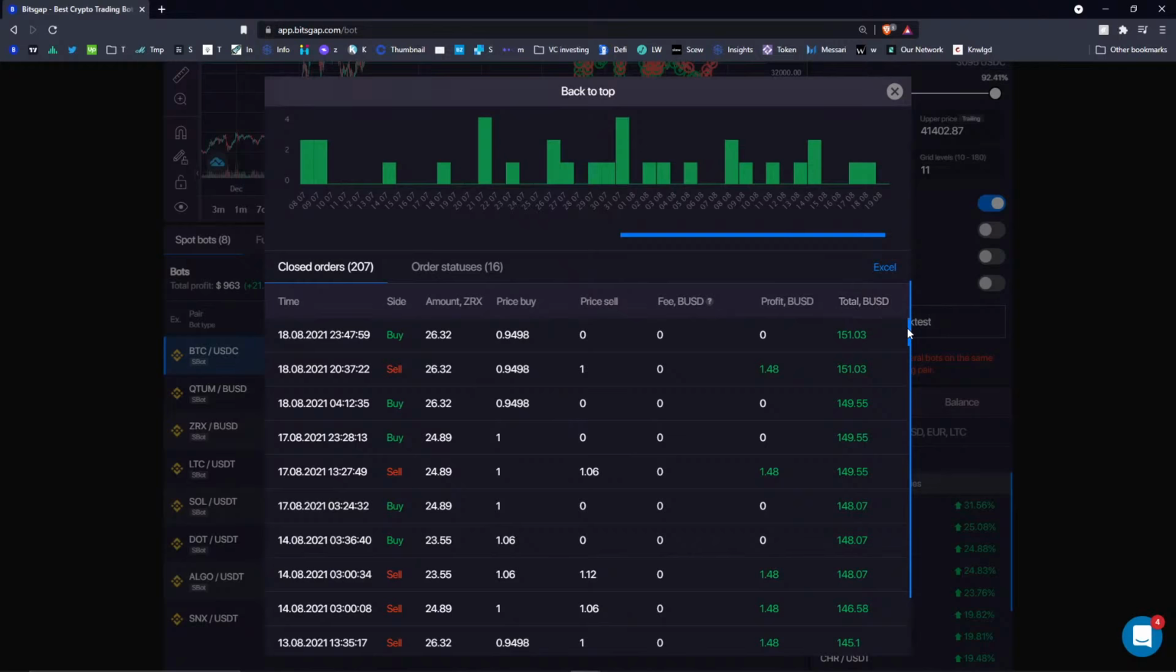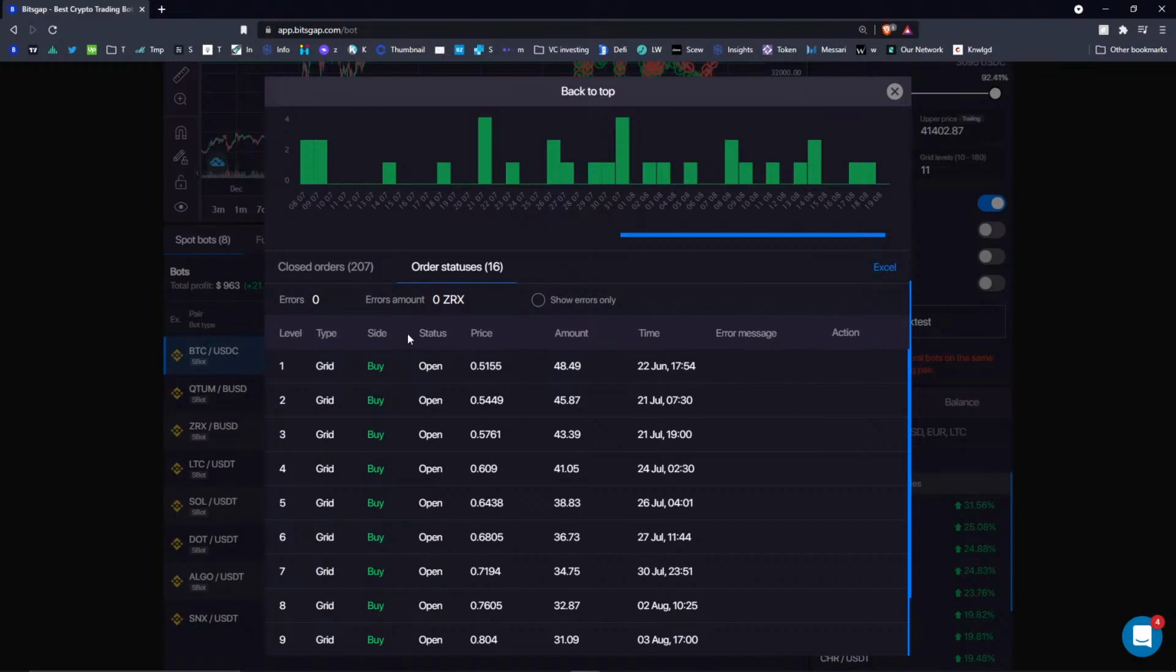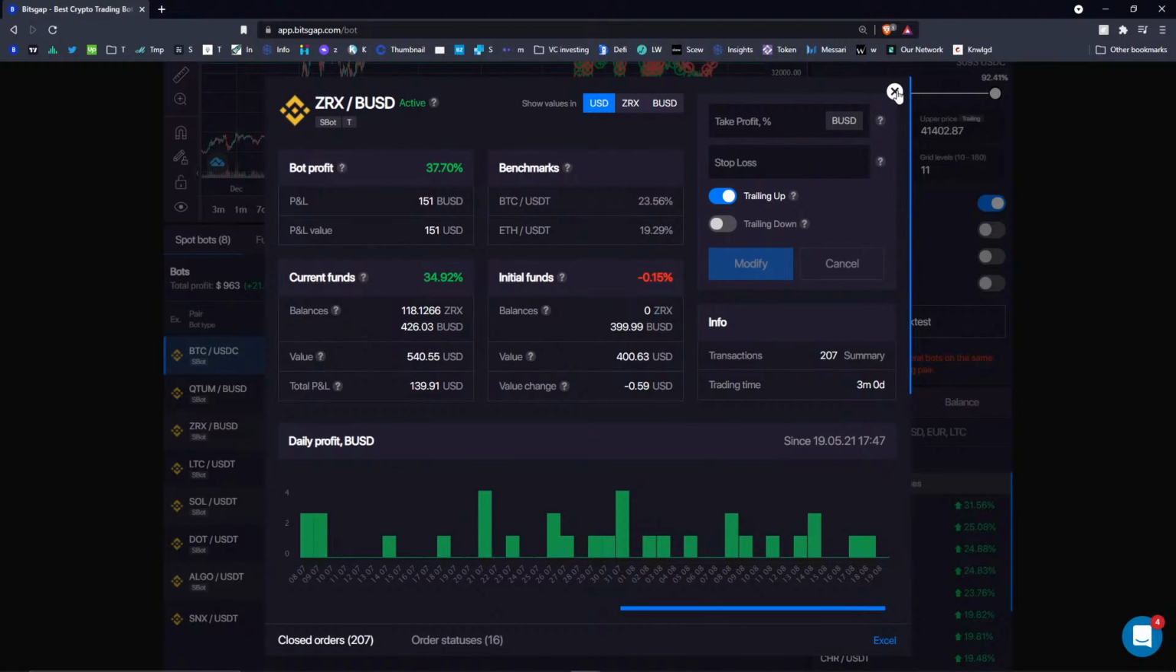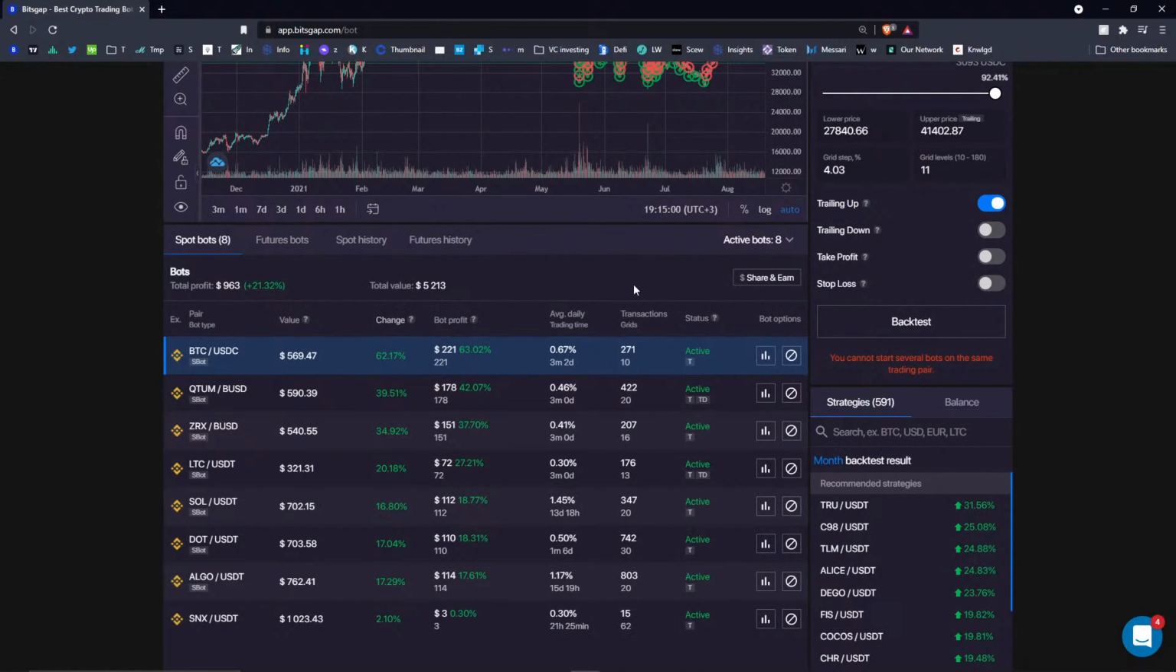You can check the performance, you can see the exact data you need basically to validate the performance of your bot and to make sure that it executes the orders the way it should execute it. So yeah, that's what we have as of now.